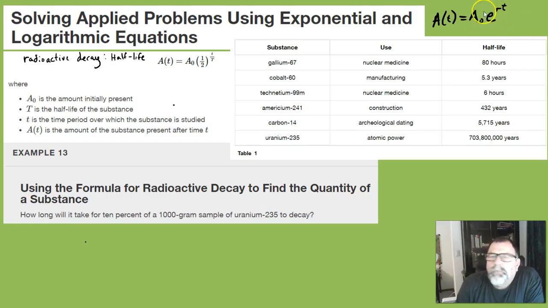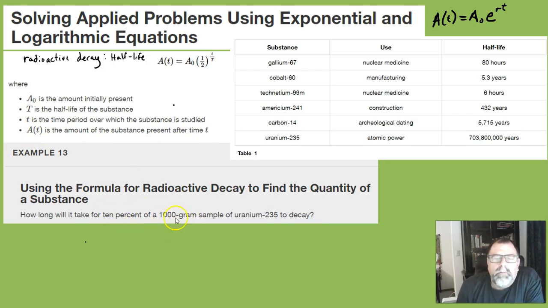And so using this formula, you can see how they're derived and to get to this half-life formula. So little t is your time period over which the substance is studied. The capital T is the half-life of the substance. And A sub 0 is the initial amount, or you can read this A naught, N-A-U-G-H-T. Okay, so A naught or A sub 0. And then A of t is the amount of substance present after time t.